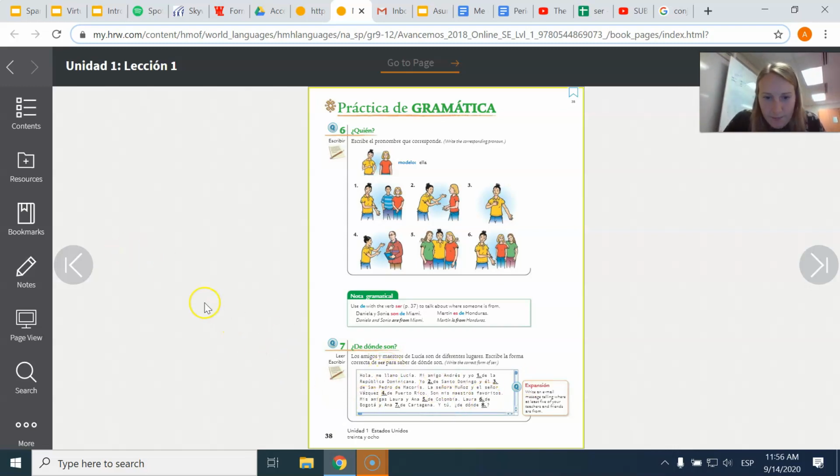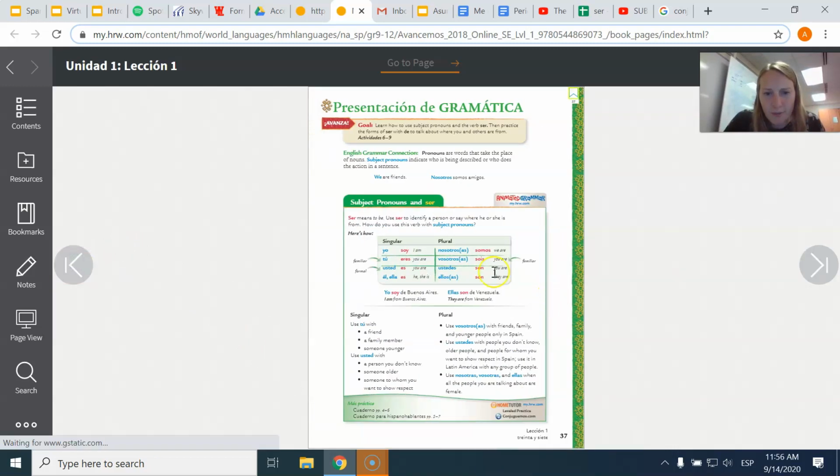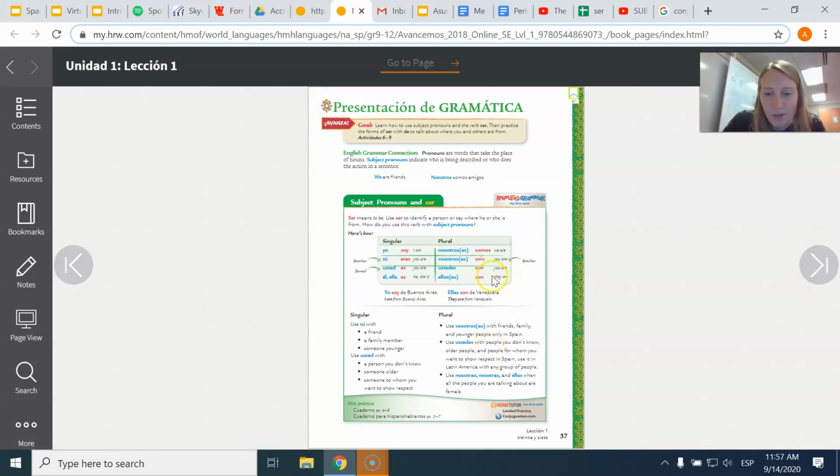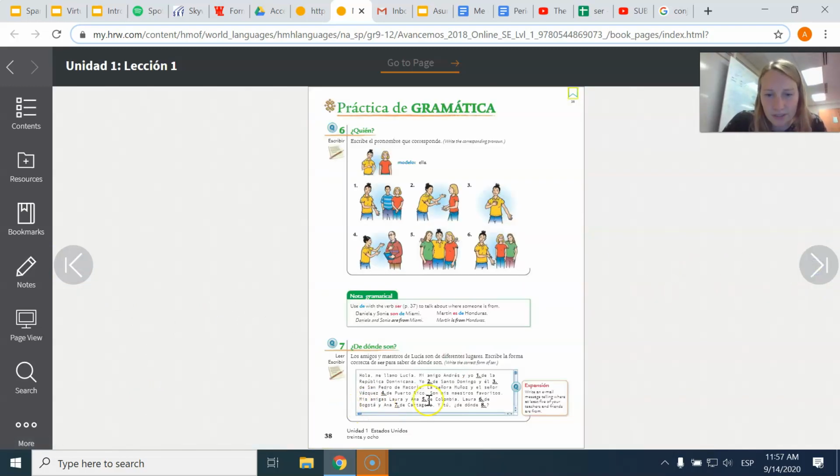Él es de San Pedro. Remember, we can go back here and find él es, yo soy, nosotros somos, we are. So use that. Let's see. La señora Muñoz y el señor Vázquez. So we're talking about they, so we'd say ellos son de Puerto Rico.